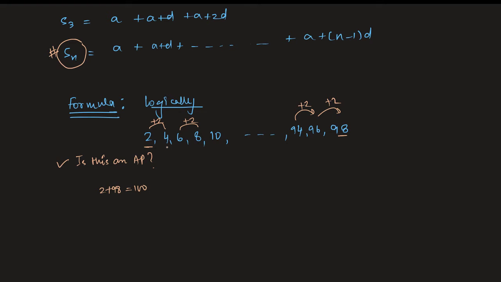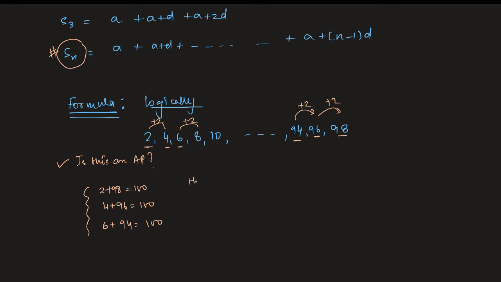Okay, what is the sum of the second and second last term? That is 4 plus 96, which is also 100. Now what is the sum of the third and third last term? 6 plus 94, which is also 100. So are you observing a pattern? The first and last term add up to 100, the second and second last term add up to 100, the third and third last term add up to 100.